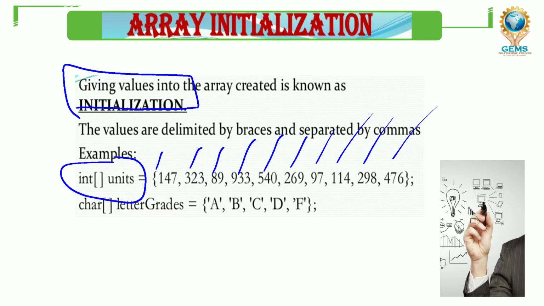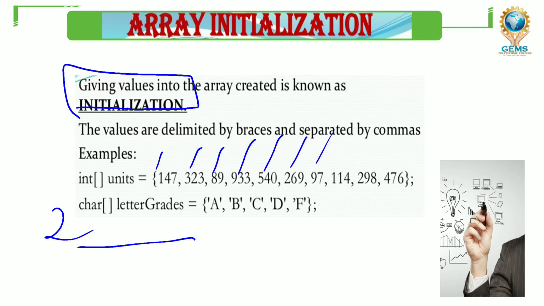One more array is there, that is char letterGrades. This one is the first array, units, and the second array is letterGrades. In the second array, alphabets are given: A, B, C, D, E. Totally 5 alphabets are given. What is the size of the array? The size of the array is 5.